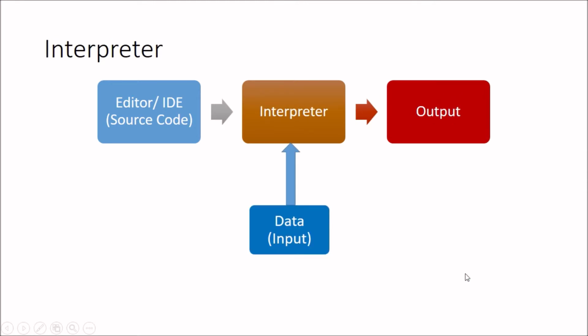On the other hand, there are interpreters. In the case of an interpreter, we write the source code in high level languages, and at the time of interpreting itself, instruction by instruction, the interpreter interprets it to machine language, and it goes to the processor for execution. And so at the time of interpretation, it needs the data input, and it produces the output.